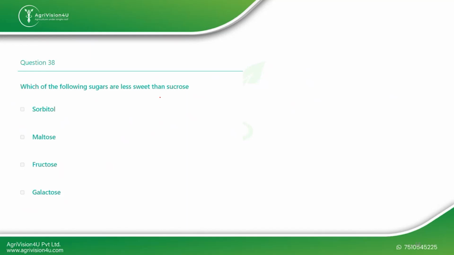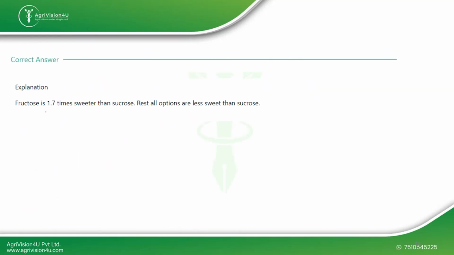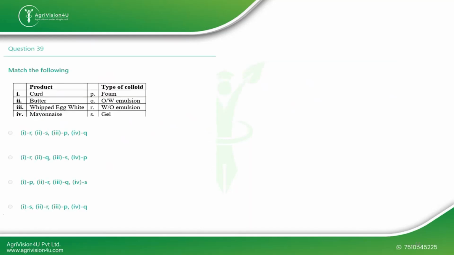The next question is, which of the following sugars are less sweet than sucrose? For this, you should know the sweetness of a particular type of sugar. The correct answer for this is fructose. Fructose is sweeter than sucrose. Basically, fructose is 1.7 times sweeter than sucrose. So remember this.